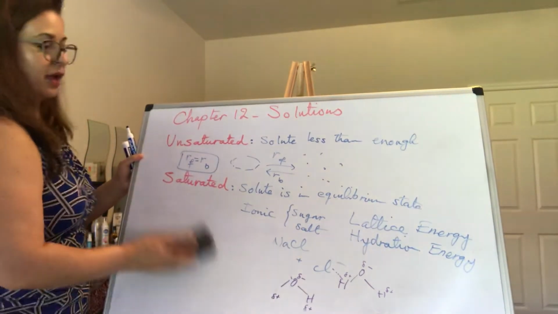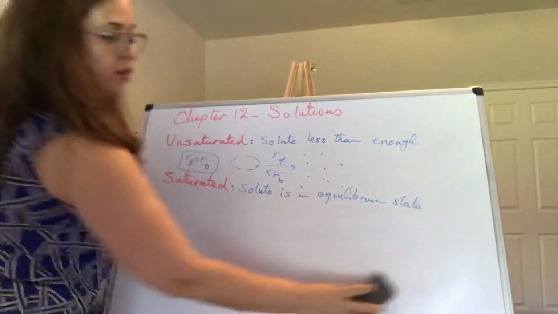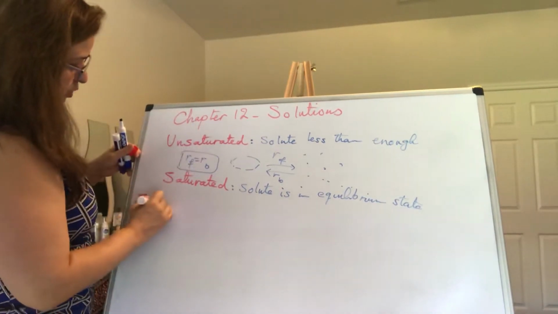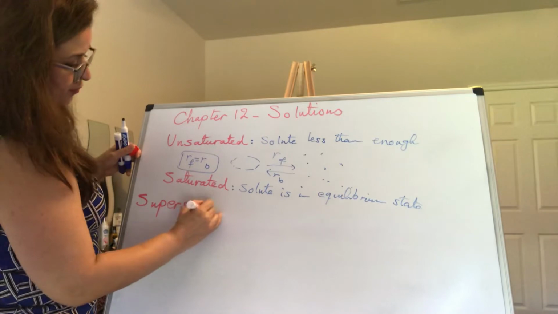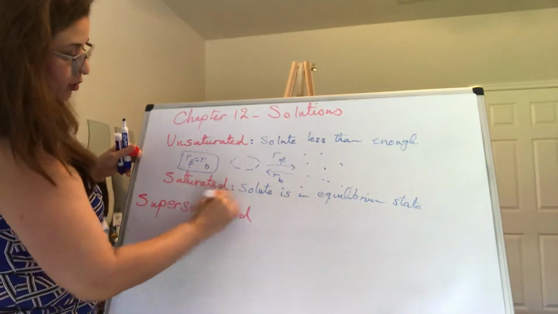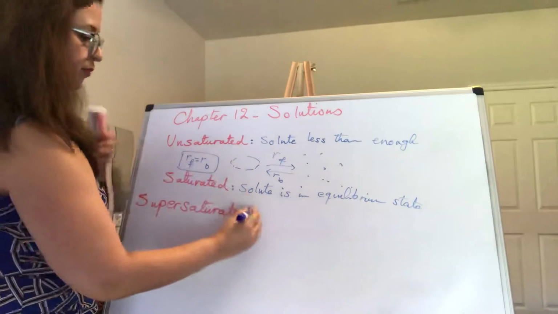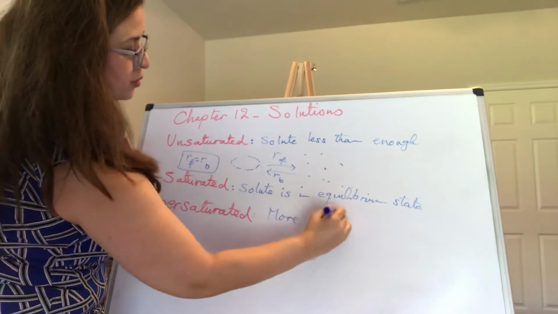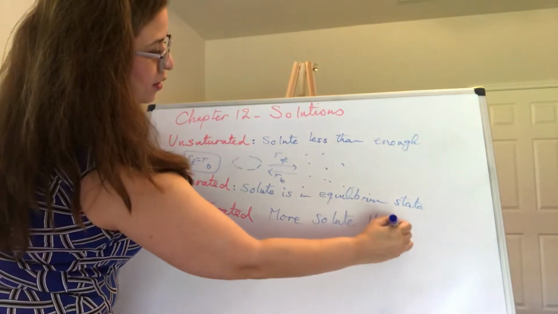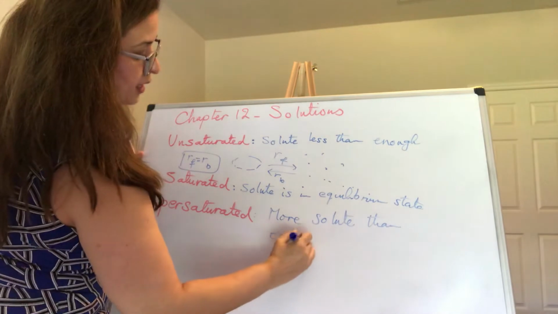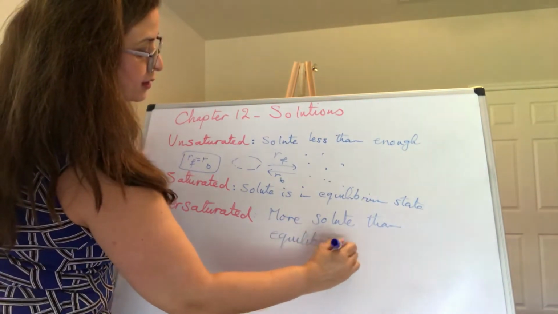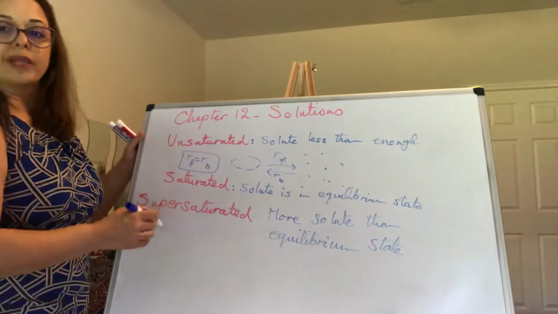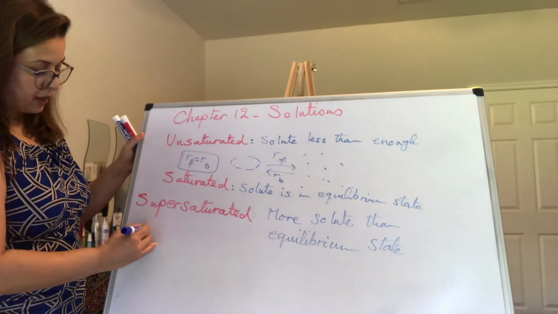And finally, if you try to dissolve more solute in the solvent than the equilibrium state, or more than saturated state, then you call it supersaturated. You normally make a supersaturated solution by increasing temperature.